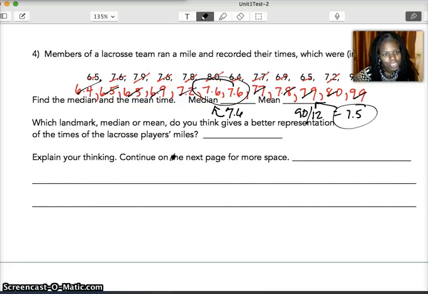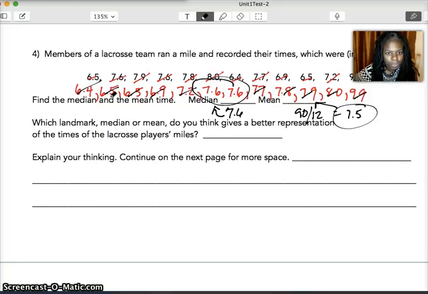And so now this question is interesting. It says, which landmark, median or mean, do you think gives a better representation of the times of the lacrosse players' miles? And so you can choose one, median or mean, and I'm going to leave this open for you. And then explain your thinking. Explain why you think one is better than the other.